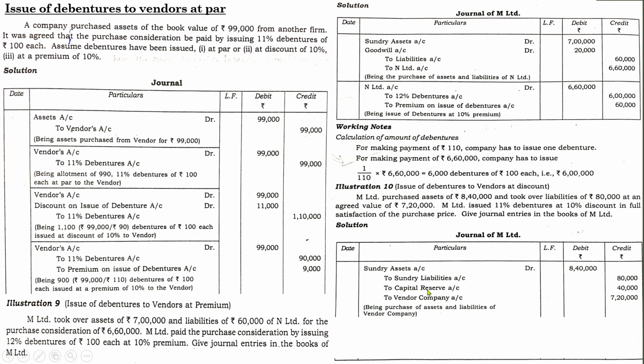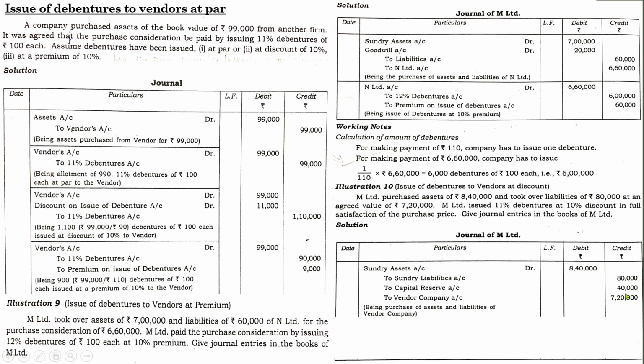Here it is a situation of capital reserve, that is why it is shown in the credit side, because capital reserve is a credit item. Whereas goodwill is a debit item, it's an asset, so it is shown in the debit side of the journal. So sundry assets is 8,40,000, to liabilities 80,000, to vendor company, that is the purchase consideration, 7,20,000. If you take the difference, 8,40,000 minus 80,000 and 7,20,000, you will get 40,000.